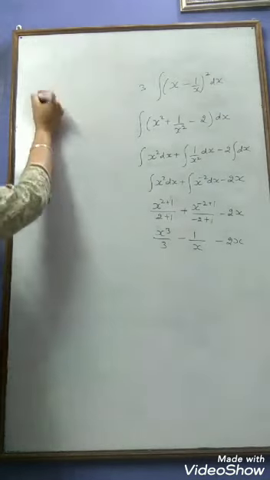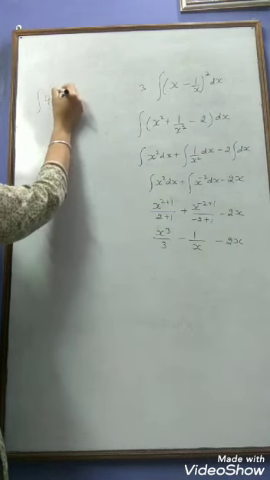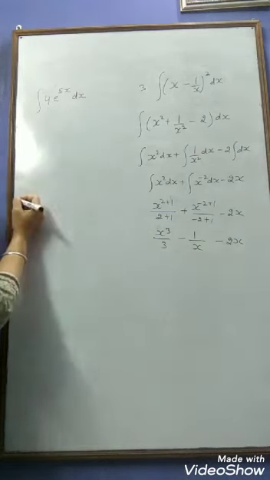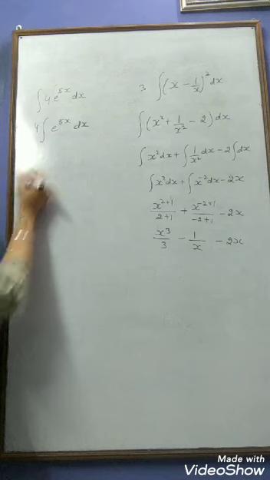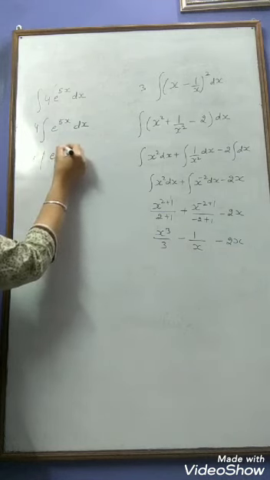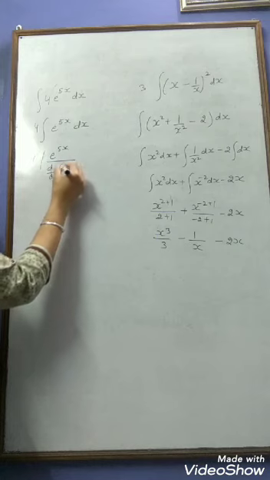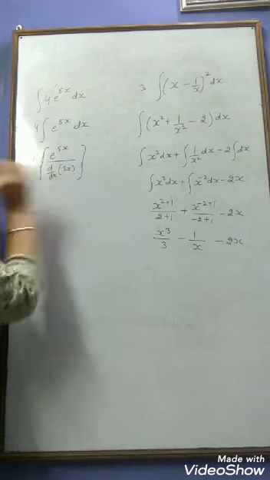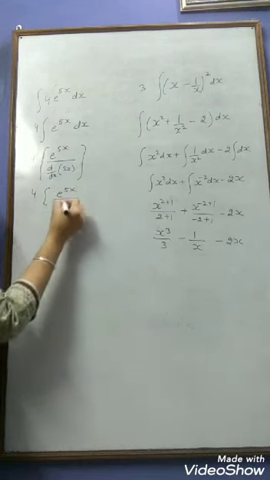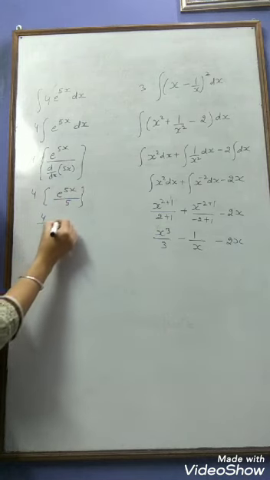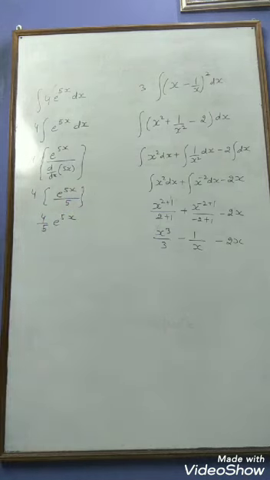One more example is the integral of 4e^(5x) dx. Here we apply the formula for e^x, and divide by the derivative of 5x, which is 5. So the answer is 4/5 e^(5x). These are some examples of the simple formulae for integration.